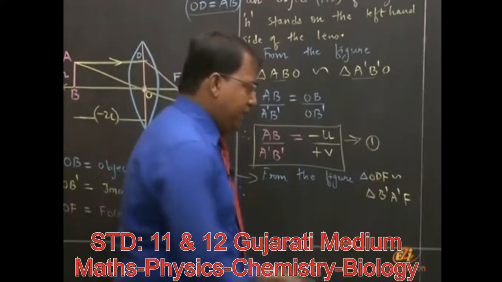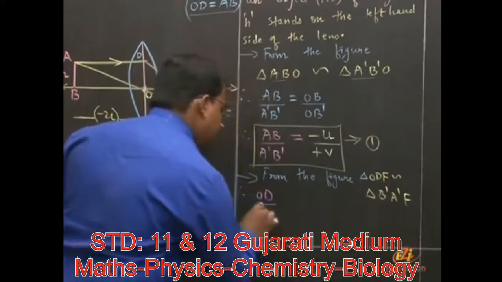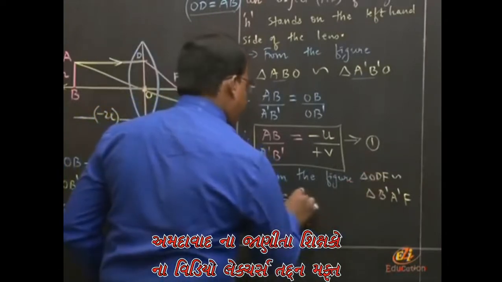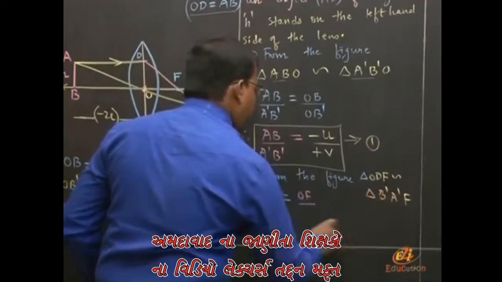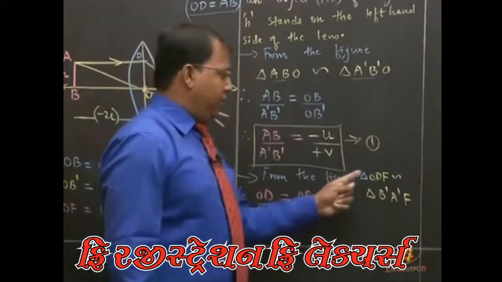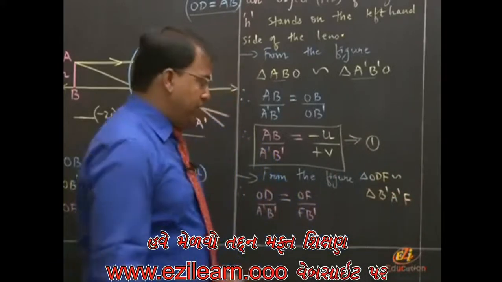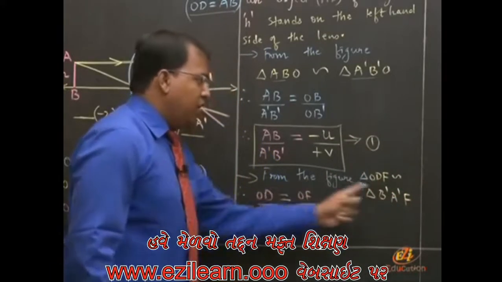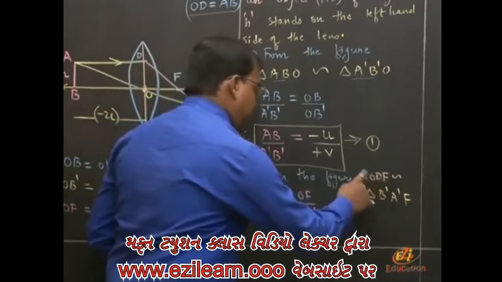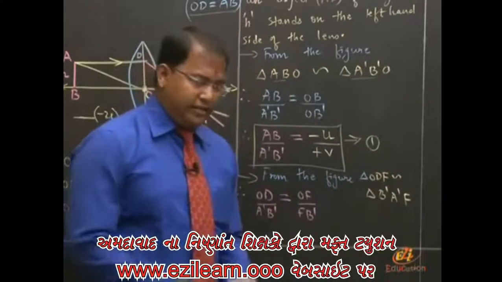Now what you get as your result is again the similarity rule. OD upon A'B' is equal to OF upon FB'. See, from the figure again you get that triangle ODF is similar to B'A'F. So the result obtained is the first side OD upon first side A'B' is equal to the third side, I am not talking about DF, I am talking about OF upon B'F or FB'. But you should not forget one thing.